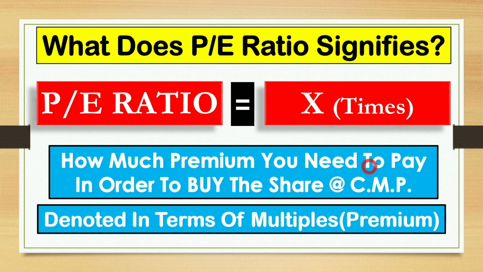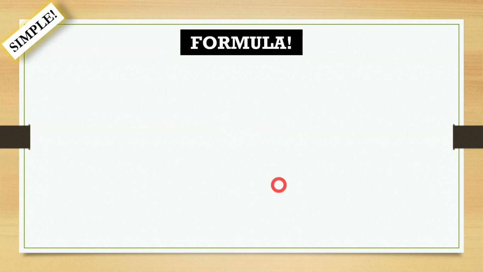Another thing, as I already told, it is denoted in terms of multiples, that is premiums. That simply means that if the PE ratio is given, for example 10, then it simply means that you have to pay 10 times the earnings per share now in order to buy the share at the current market price. Let's now move on to some juicy stuff, the formula.